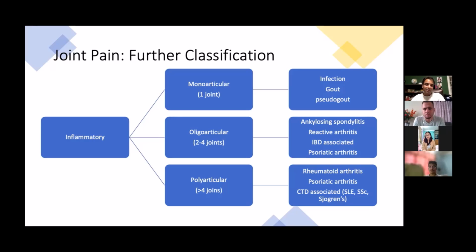And in polyarticular inflammatory arthritis, typically more than 4 joints are involved. Sorry for the typo. It includes rheumatoid arthritis, psoriatic arthritis, and connective tissue disease-related arthritis, which could include lupus, systemic sclerosis, or Sjogren's. This is a very handy table that helps you organize your thoughts when you see a patient with arthritis, depending on how many joints are involved. This is a general guideline. Not every patient follows this guideline, but at least you should have this outline in your mind when you formulate your differential diagnosis.